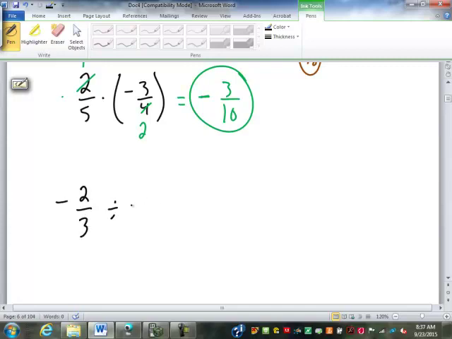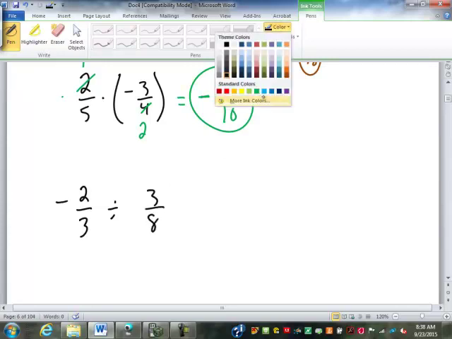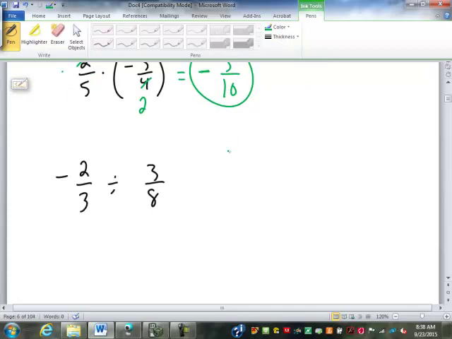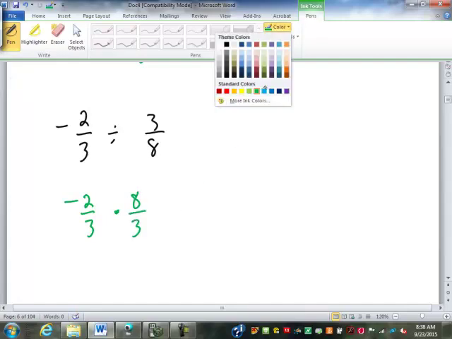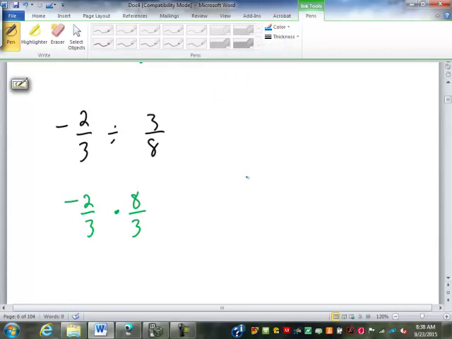A negative 2/3 divided by 3/8. Can I cross cancel the 3's? No, why not? Because right now it's division. But I'm going to change it into multiplication. It's going to be times 8/3. Now I could cross cancel because it's multiplication.